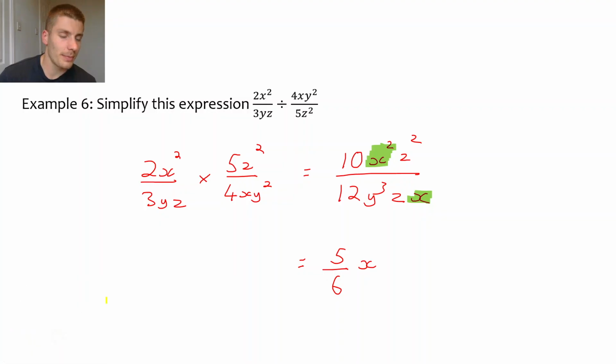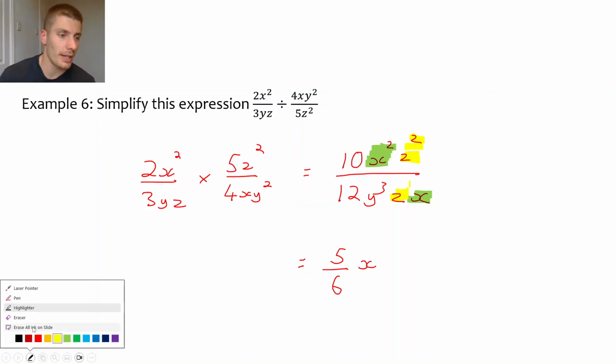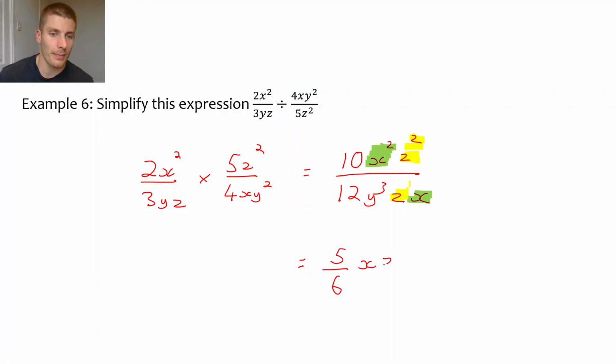We can then look at the z parts. So we've got z squared divided by z to the 1 again, which will just give you z. So we've got z over here. And you've just got a y cubed on the bottom. So what you could do here is write it as 5xz over 6y cubed, because the y cubed is on the bottom. That's fine. That's one way of writing it. Or you could write it like this.